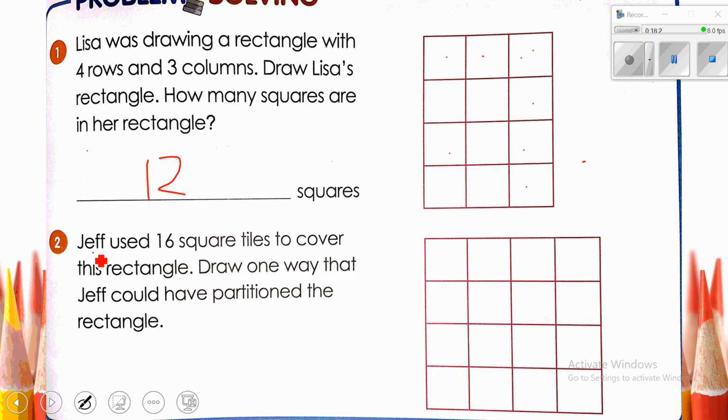Jeff used 16 square tiles to cover this rectangle. Draw one way that Jeff could have partitioned the rectangle. Also, they drew it for us, but let's find another way. Here is the idea that they make it 4 columns with 4 rows, because 4 multiplied by 4 equals 16. So tell me another number. If you multiply it together, it will be 16.